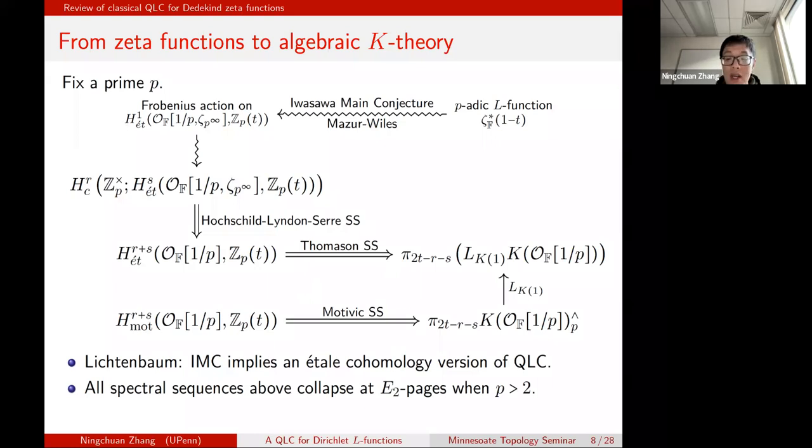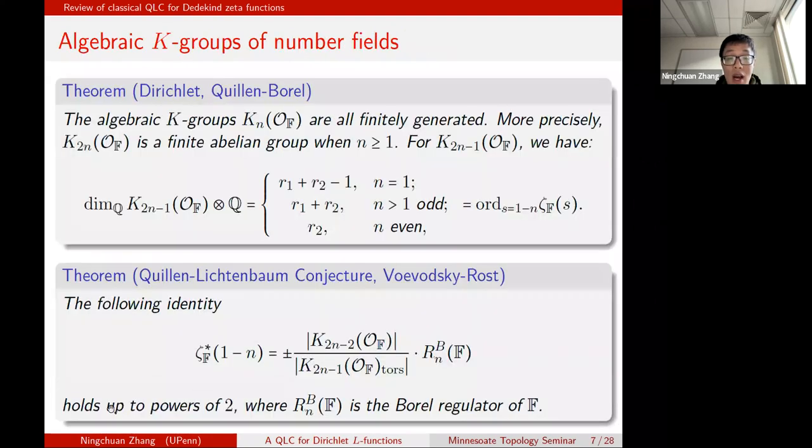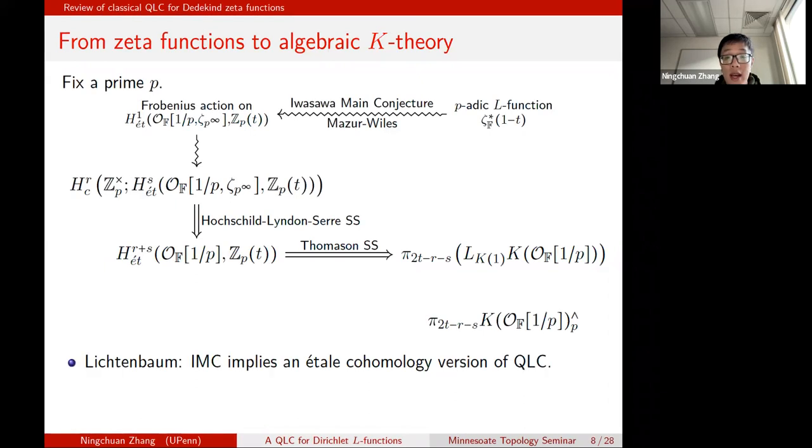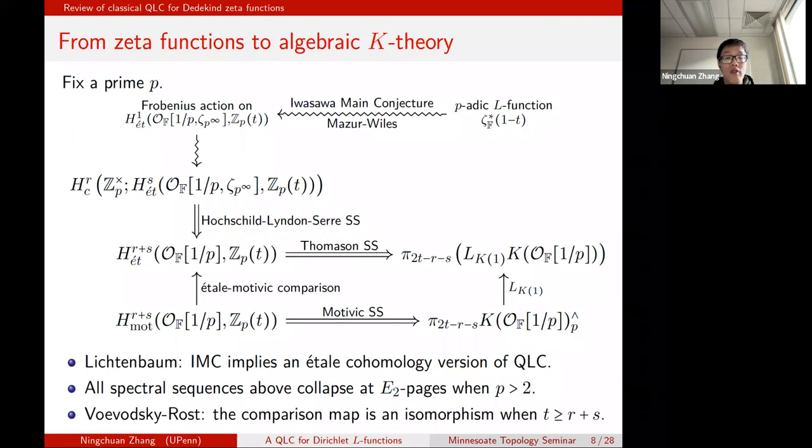So that's why in the statement of the Quillen-Lichtenbaum in the previous page, everything is stated up to powers of 2. It is because at odd primes, the spectral sequences collapse. So the comparison between algebraic K groups and its localization reduces to the comparison between motivic and étale cohomology groups. And the final piece of the puzzle was proved in the celebrated work of Voevodsky and Rost, which says the comparison map is an isomorphism in a certain range.